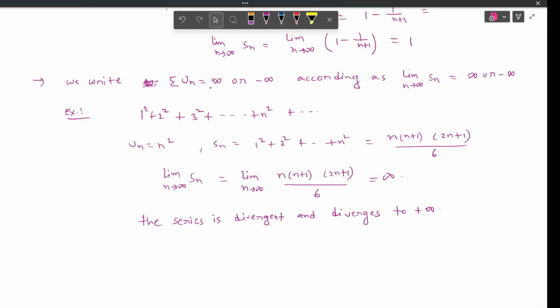So that's why we say that summation of un is plus infinity or minus infinity according to whether the limit as n tends to infinity of Sn is infinity or minus infinity.